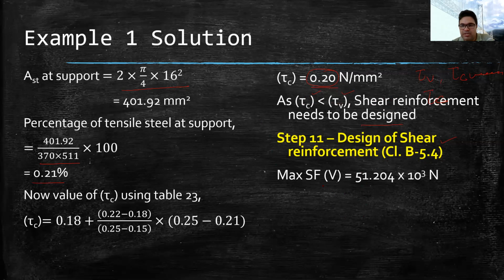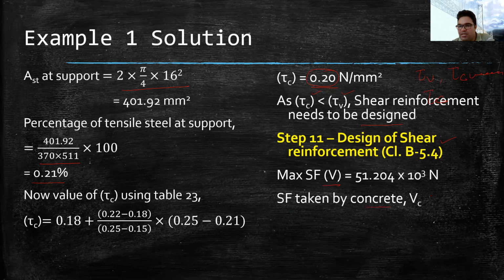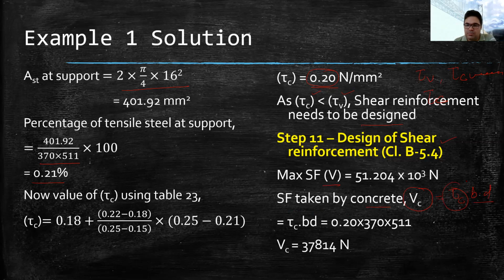This we have already calculated in the previous step. And now we know that the shear force taken by concrete, we represent this as Vc. And the formula for the Vc will be tau c into b into d. So tau c is the permissible shear stress for the concrete without shear reinforcement multiplied by the area of cross section. So this is how we find out how much shear force is being taken care of by concrete. So this much shear force is taken care of by concrete alone, and this is the total shear force.